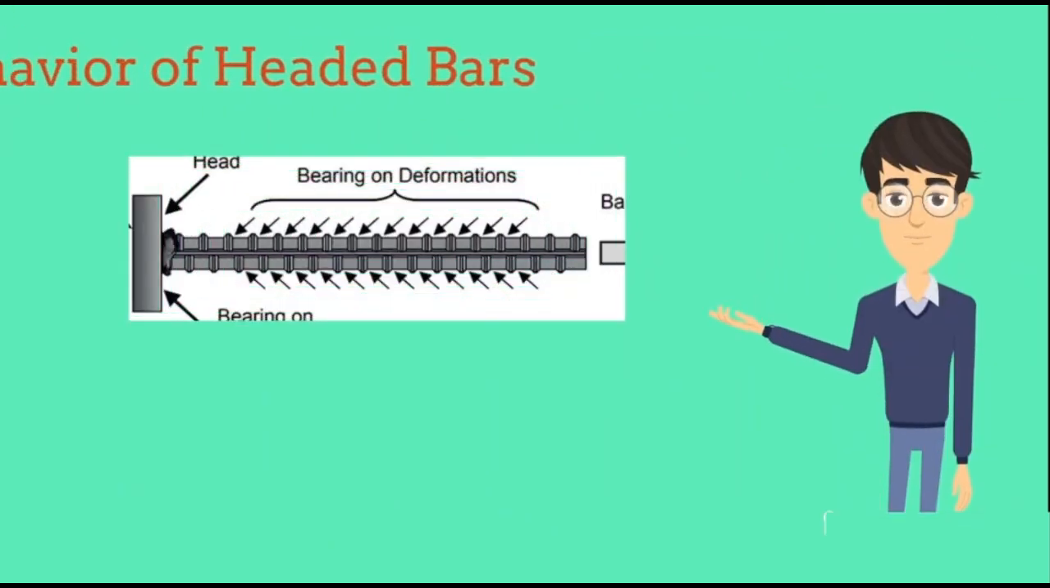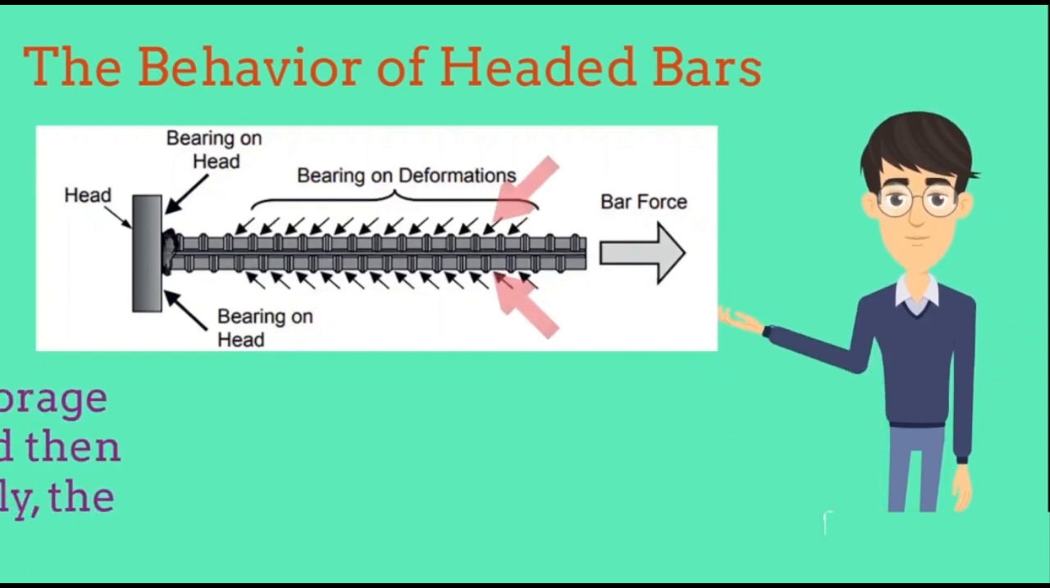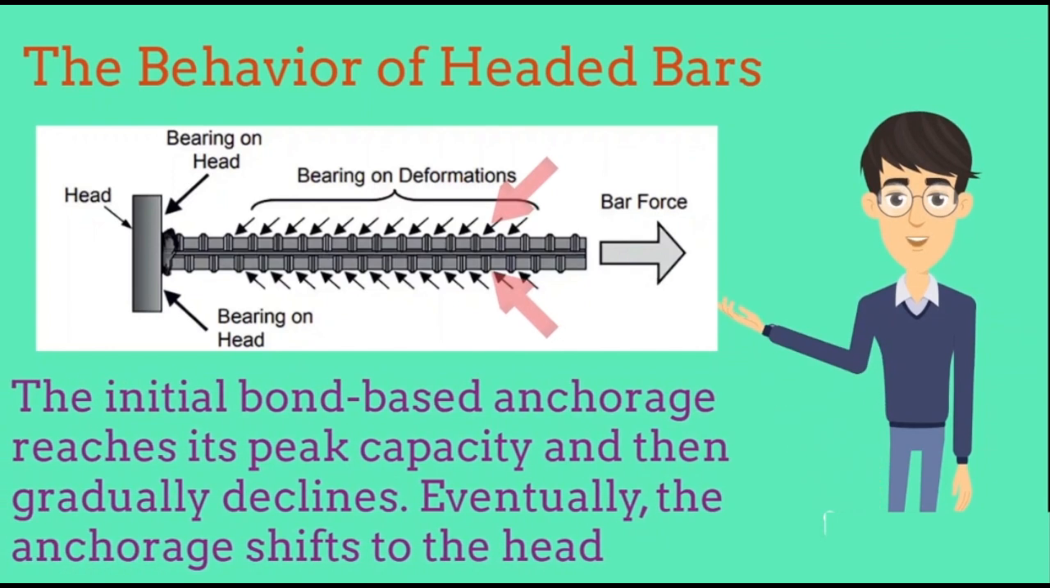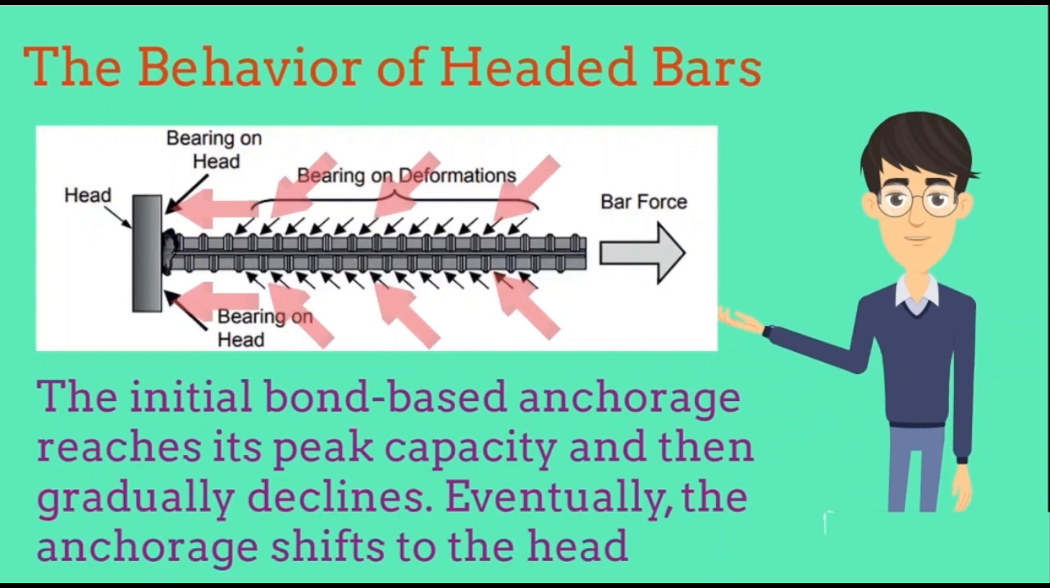The behavior of headed bars is a subject of study, and researchers have shed light on their performance. Research conducted by Thomson in 2006 suggests that headed bar anchorage involves a combination of head bearing and bond. As load is applied to the bar, the initial bond-based anchorage reaches its peak capacity and then gradually declines. Eventually, the anchorage shifts to the head, resulting in increased head bearing. This combination of peak head bearing and reduced bond contributes to the anchorage capacity at failure.